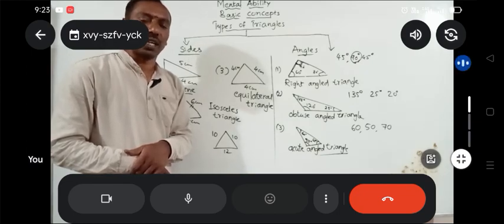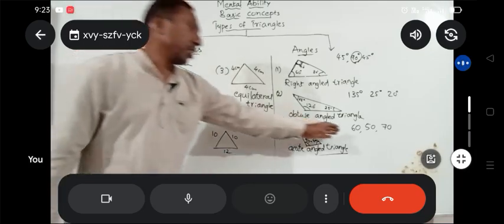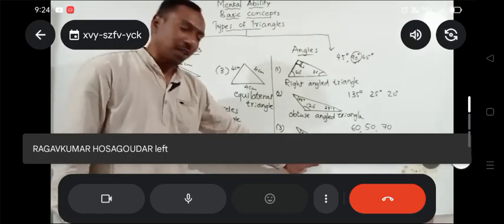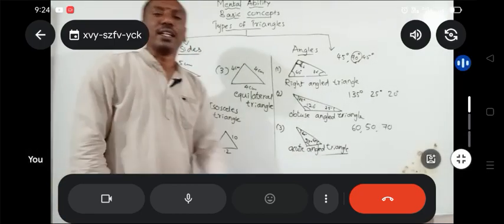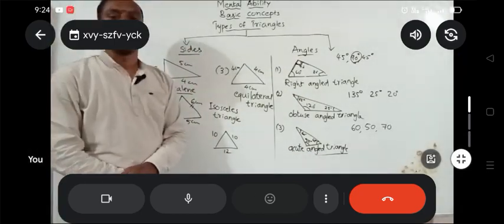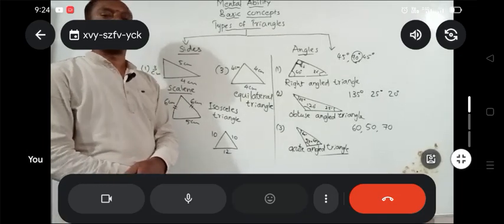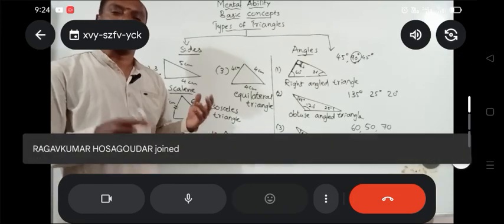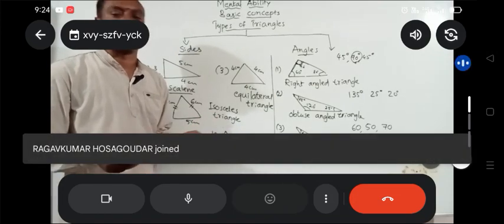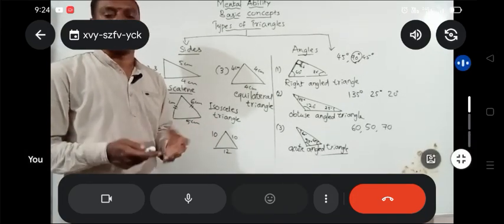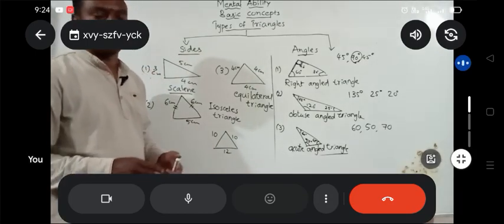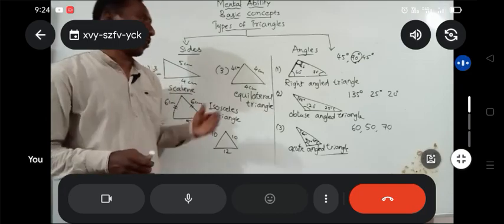Okay, shall I give you the answer? Since all the 3 angles are acute angles, it is an acute angle triangle. Don't feel bad. Don't feel hesitant. Try to answer. Though it may be right or wrong, don't worry. You give your answer. Then only I can understand how much of the concept you have understood. Okay. Thank you, students, for participating in this.